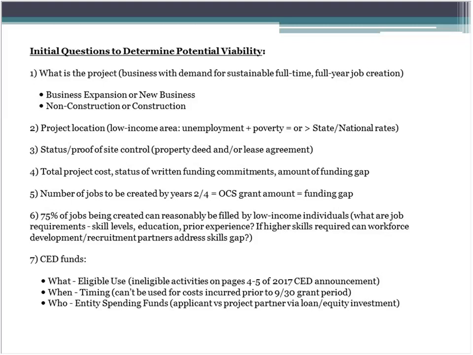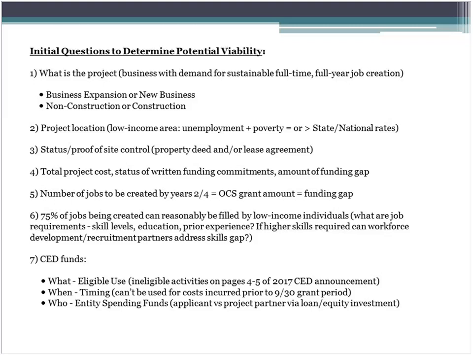And if the organization is committing their own funds to the project, then you'll want to show the availability of those funds in your financial statements. Again, the amount of the grant you can apply for is directly related to the jobs being created by year 2 of a non-construction project and by year 4 of a construction project.